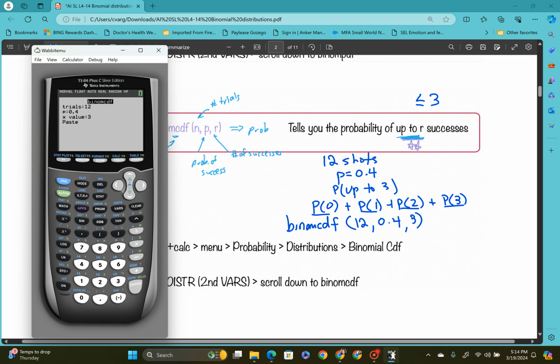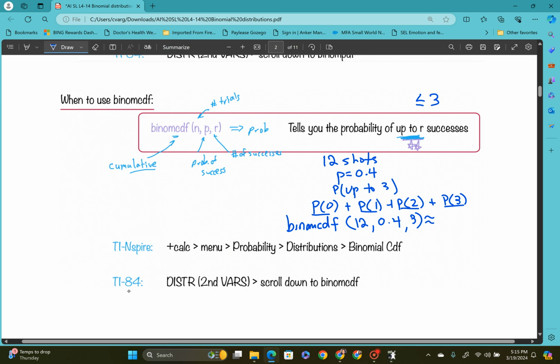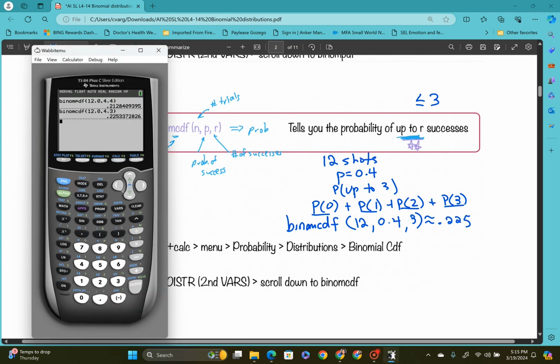So instead of us having to manually figure out the probability of 0 plus the probability of 1, using binom PDF, putting 0, then 1, then 2, then 3, and adding it up, you just hit enter, enter, enter, and it gives you 0.225. So the probability of him hitting up to 3 shots, or at most 3 shots, is 0.225, right? Is that correct? Yeah, good memory.